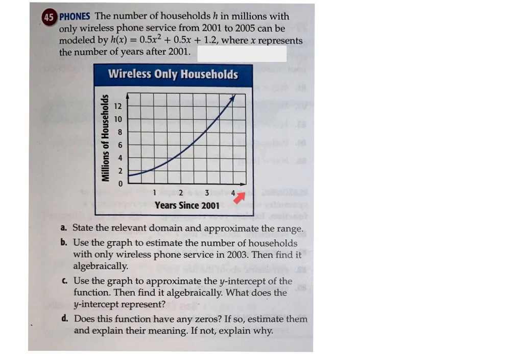If they wanted the x-intercept, which we don't have one, then it would be when there were no households with only cell phone service, which they'd have to go back further than 2001 to do that. Since we're starting in 2001, we don't have an x-intercept. Does the function have any zeros? I just answered that question. No, zeros would mean an x-intercept. This particular function does not have an x-intercept.